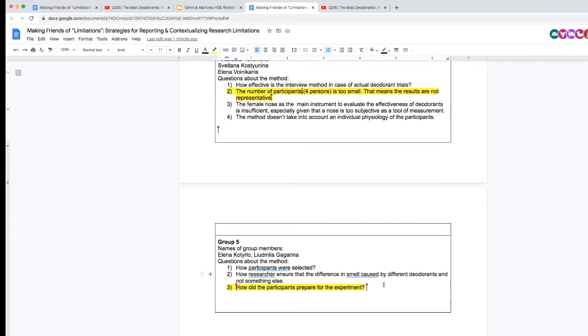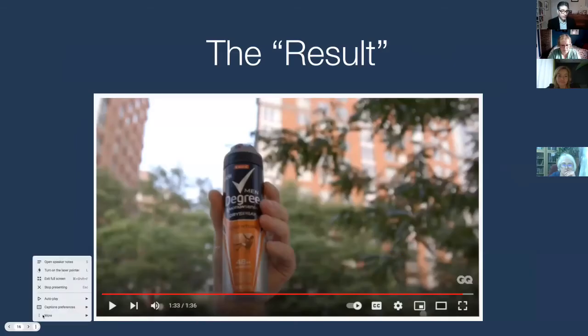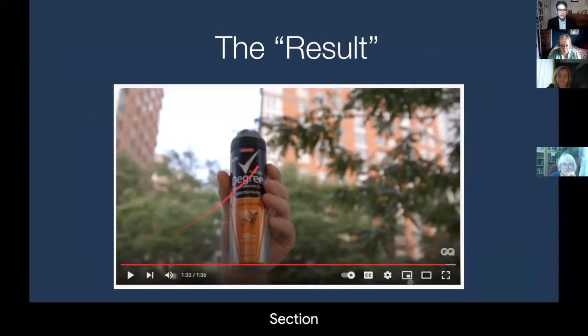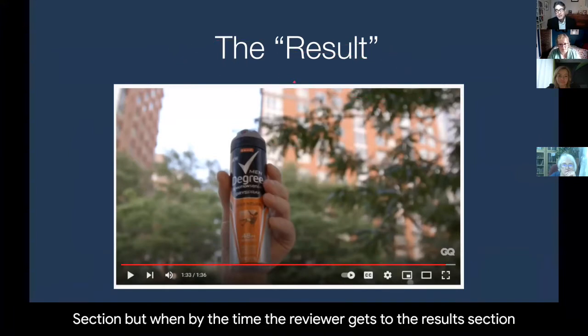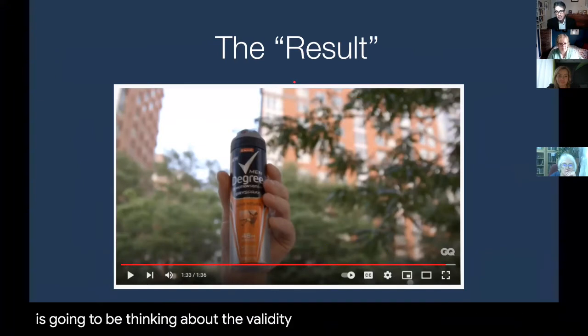And so either the person who's writing up these results has to keep these in mind and not hide them. They have to talk about them, because if you can identify them, then everybody who reads the article, if there's an article associated with this, will be able to see the same thing. So getting back to the presentation, this was the result, as it were. And most empirical research articles have some kind of results section. But by the time the reviewer gets to the results section, she or he is going to be thinking about the validity of that result.